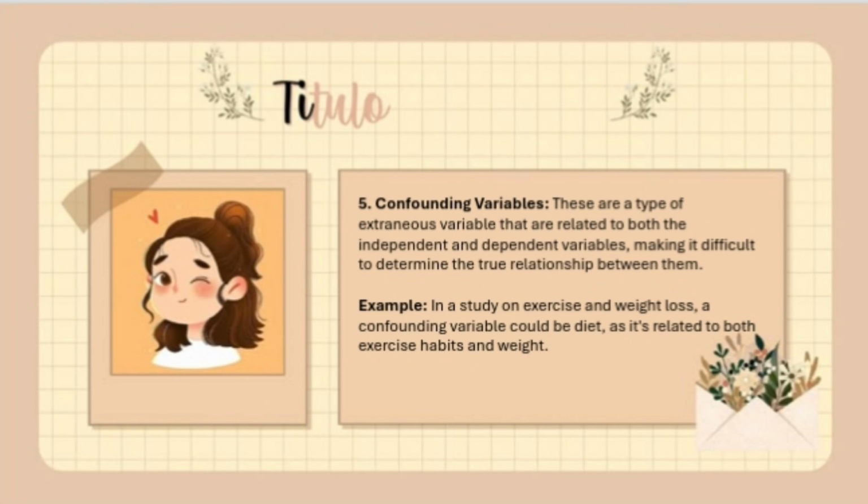Confounding variables. These are a type of extraneous variable that is related to both the independent and dependent variables, making it difficult to determine the true relationship between them. Example: in a study of exercise and weight loss, a confounding variable could be diet, as it is related to both exercise habits and weight.